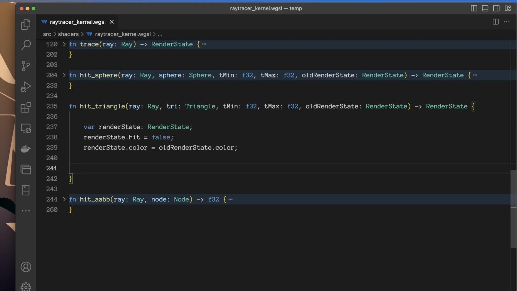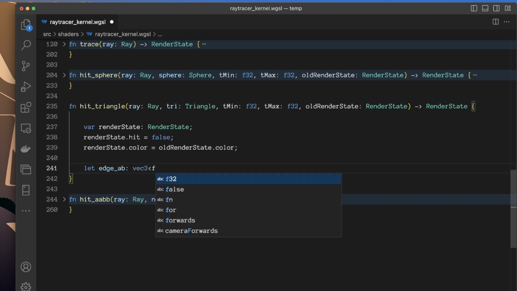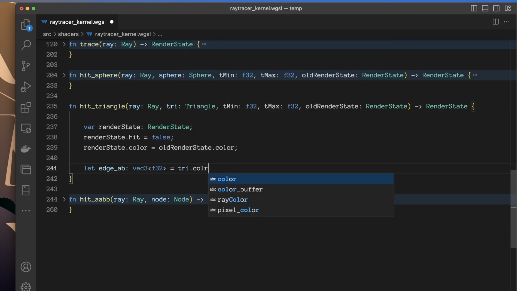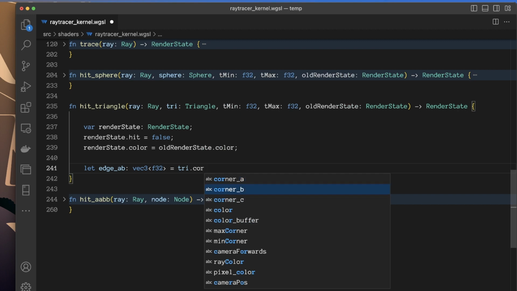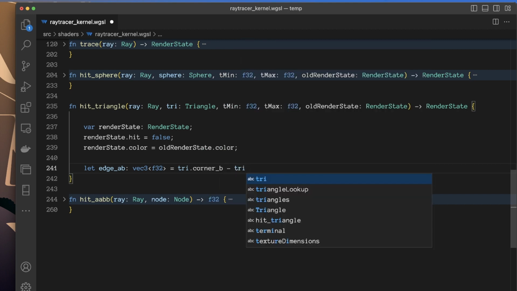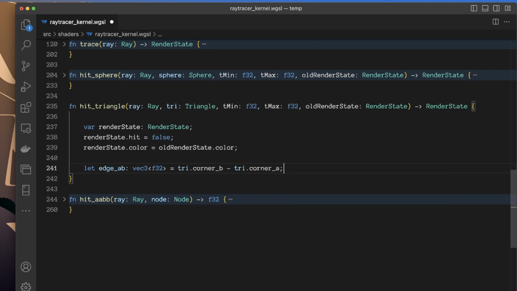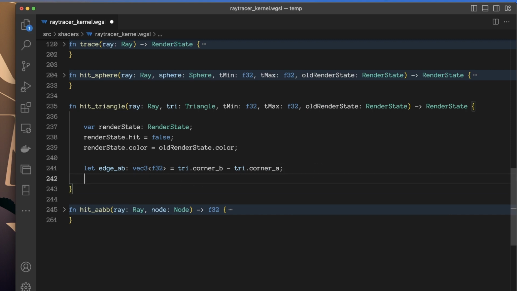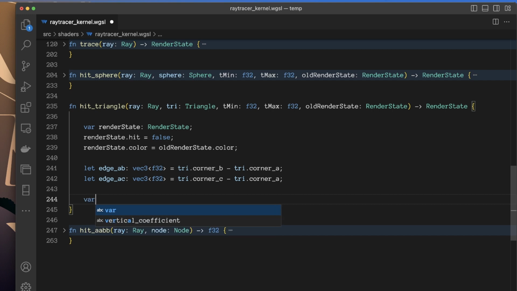Okay, and now I'll just catch up. I'll call this edge AB. That will be a vec3. Get the triangle's corner B minus corner A. Okay, excellent. Now I'll just go ahead and do the same thing to get the direction vector AC. Nice and straightforward. And now I'm going to make the normal vector. I'll call that N.